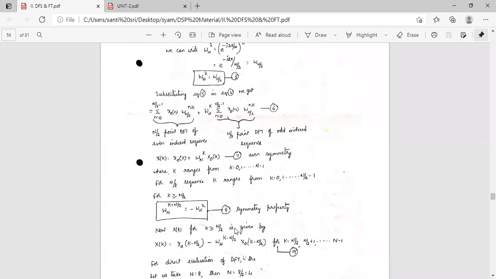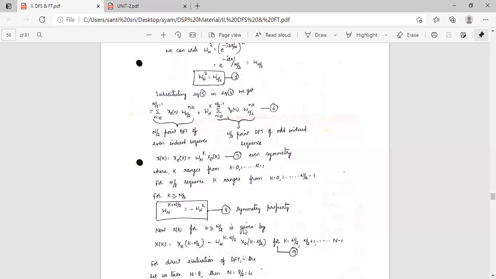Now X(k) for k greater than or equal to N/2 is given by X(k) equal to X_e(k) plus W_N^k X_o(k). So if W_N^(k+N/2) is minus W_N^k, this can be replaced by X(k) equal to X_e(k minus N/2) minus W_N^(k minus N/2) into X_o(k minus N/2), for k equal to N/2, N/2 plus 1 up to N minus 1. Let it be considered as equation number 9.